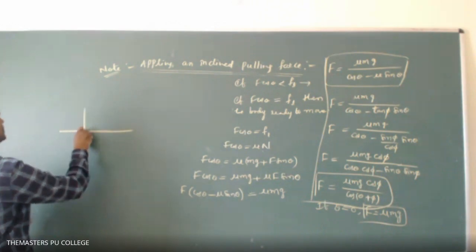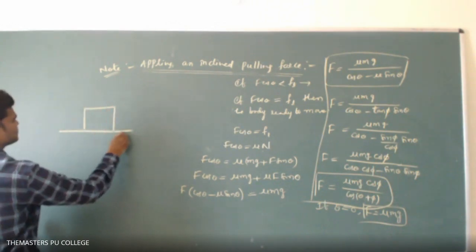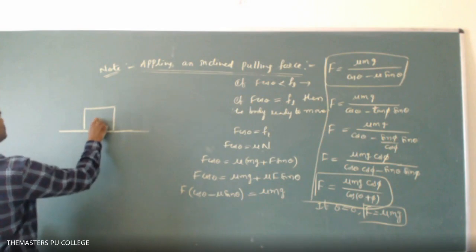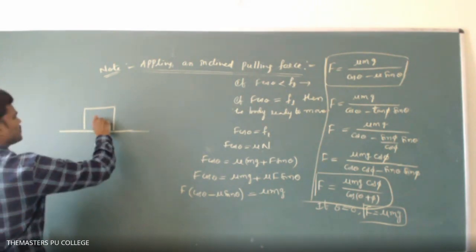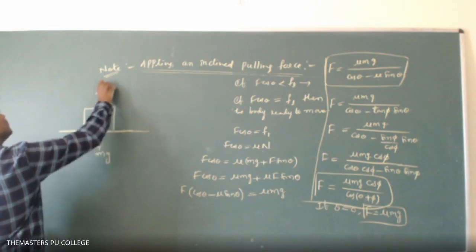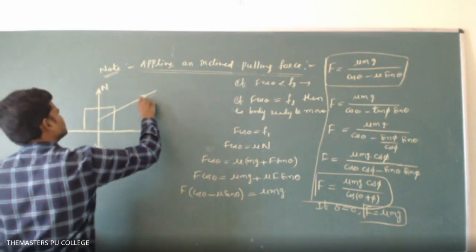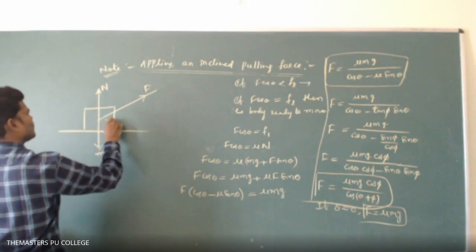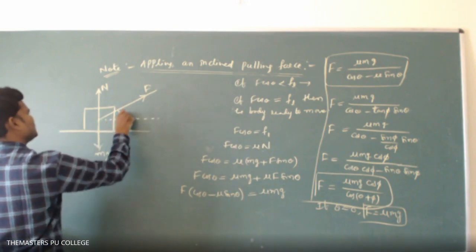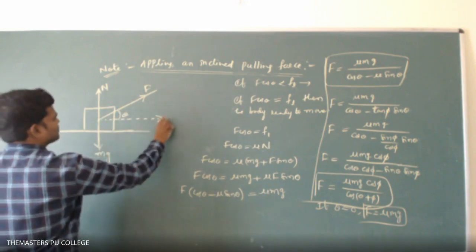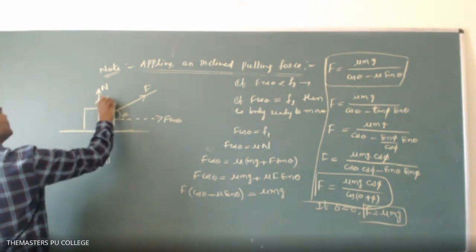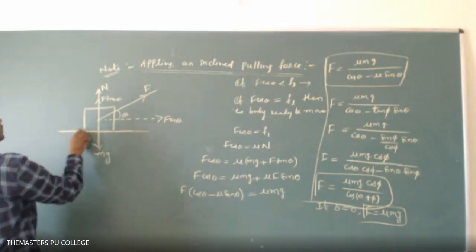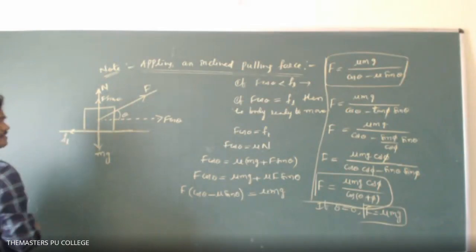See, this is the block which is placed on a horizontal surface, having coefficient of friction mu, with weight mg, and you try to apply the pulling force in this manner, like a lawn roller. What is this? Theta. What is this component? Same: F cos theta, and F sin theta. And no doubt, ready to move means FL.